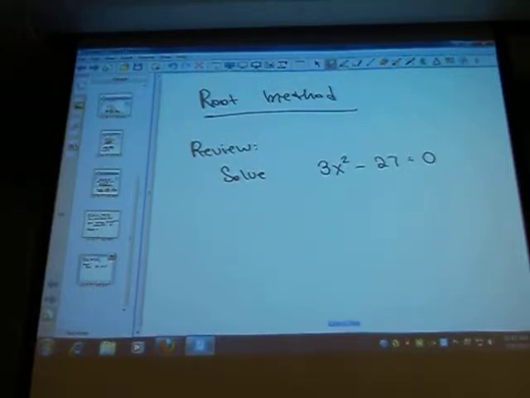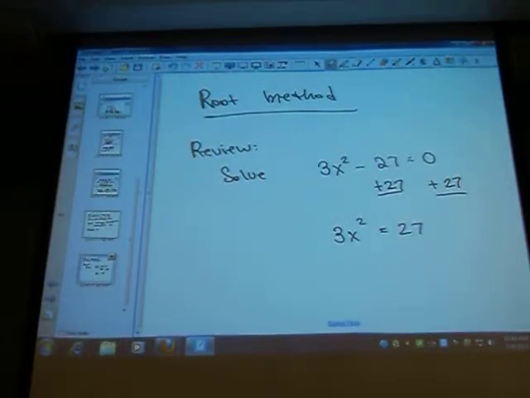Okay, I'm trying to get the x squared by itself, so I need to add 27 to both sides. Okay, that gives me 3x squared equals 27. Then I need to divide by 3. And I get x squared equals 9.